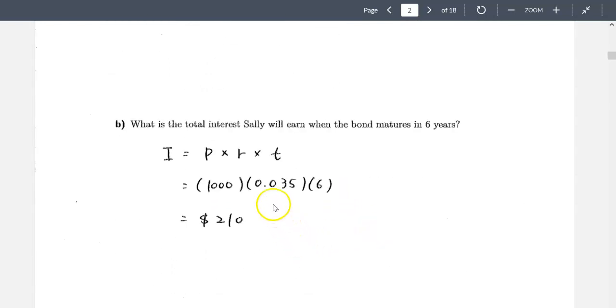Okay, one more time. You have the principal right here, which is 1,000. The interest rate is the same, but 6 years instead of 1. So you put 6 right here for T. So the answer is 210.